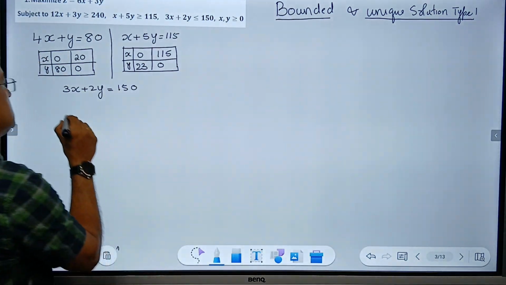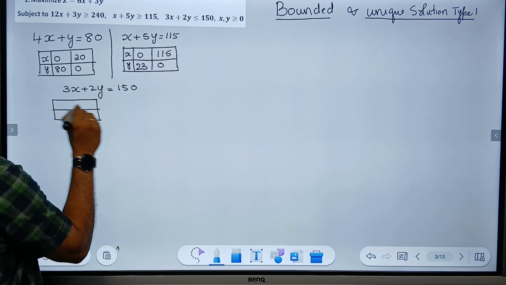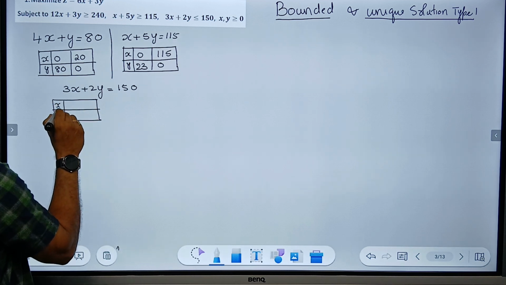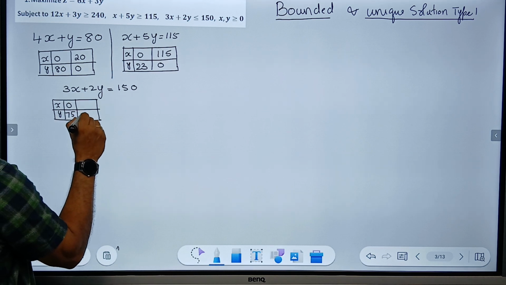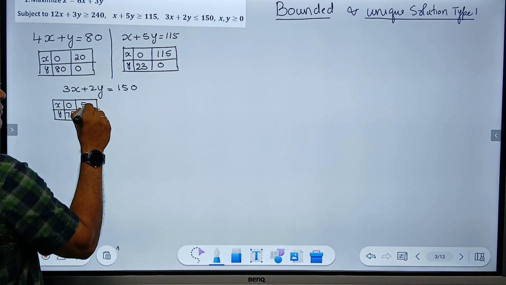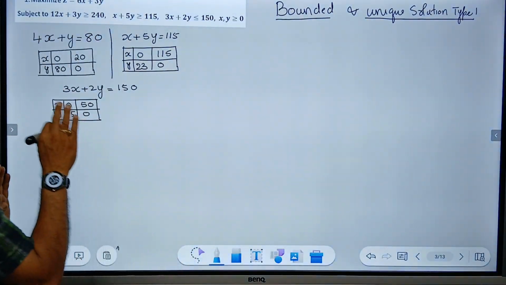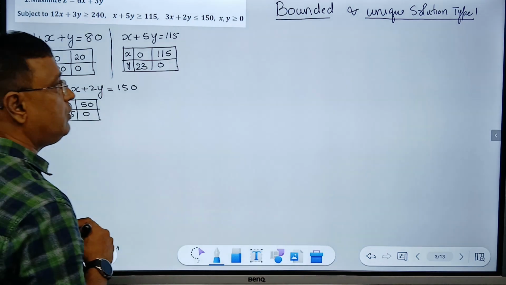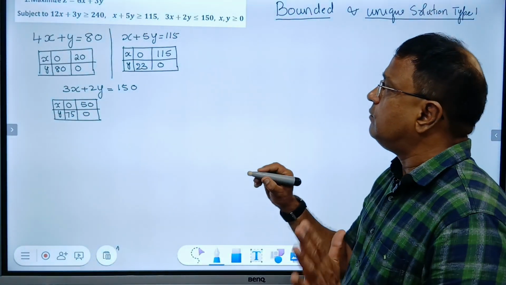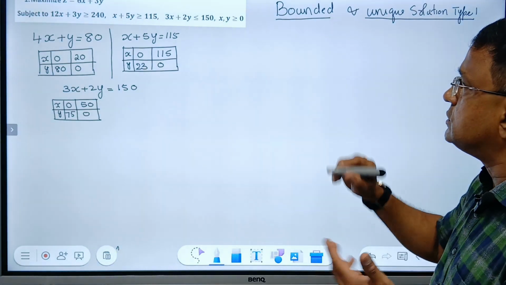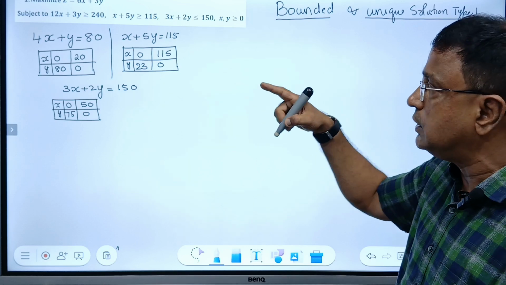Now the third one is 3x plus 2y equal to 150. Now what do I do with this? Again I solve this. This is x and this is y. X is 0, y is 75; y is 0, x is 50. Okay. Now everything is done. Now I want to draw the graph. Now how do I draw the graph? We have to be very, very careful with the graph. Okay. I am going to draw a rough diagram. If you plot it, it has to be done on the graph sheet, and then it should come out well.